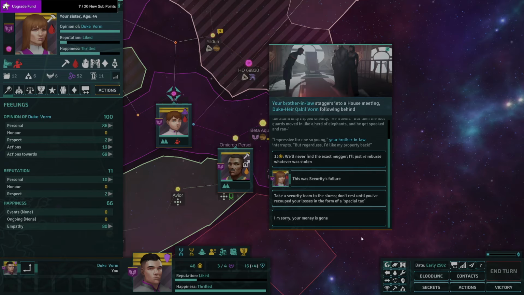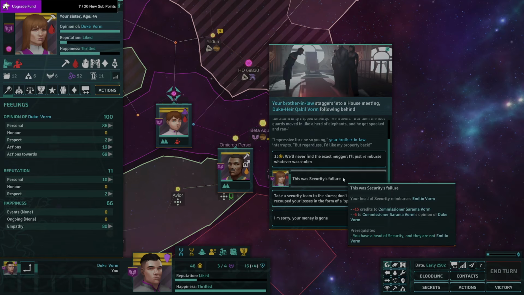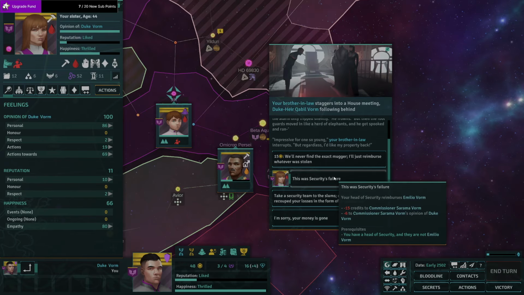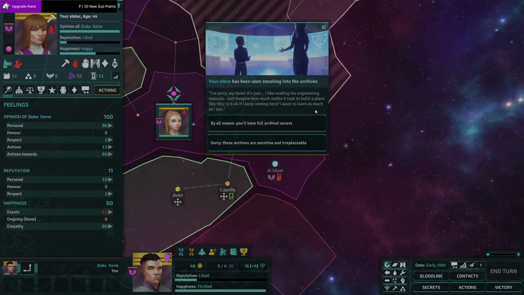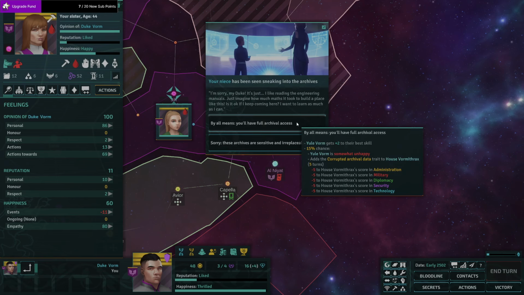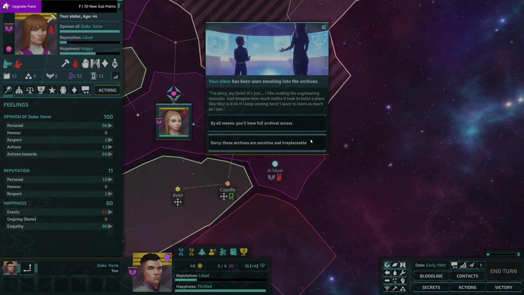I don't want to get unrest. Yeah, I think I'll say it's security's failure, which it is. They should be protecting the air. All right. Uh-oh, sneaking into the archives again. Here we go. So do we give the 15% chance?